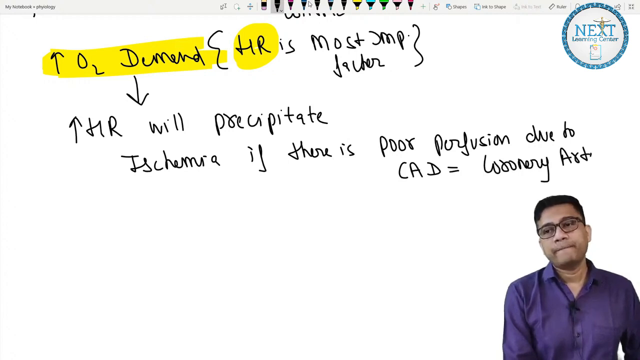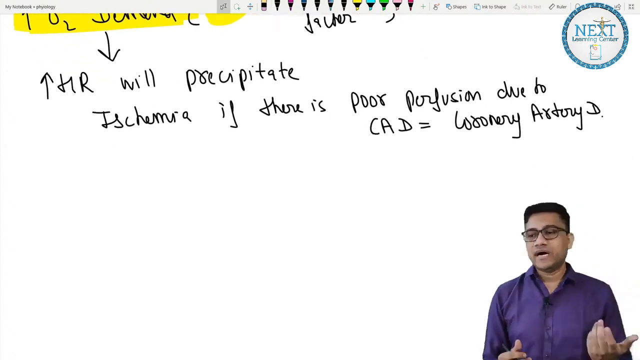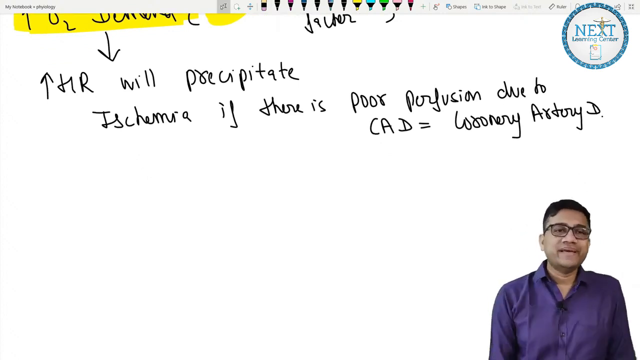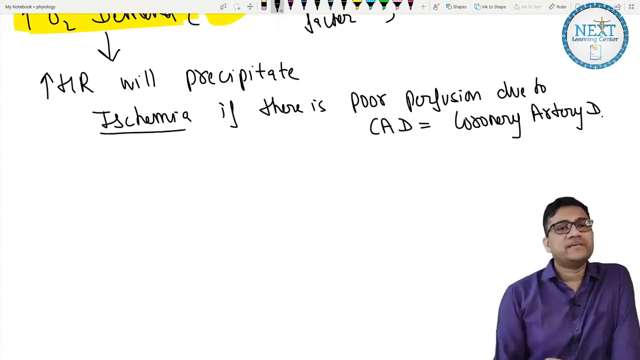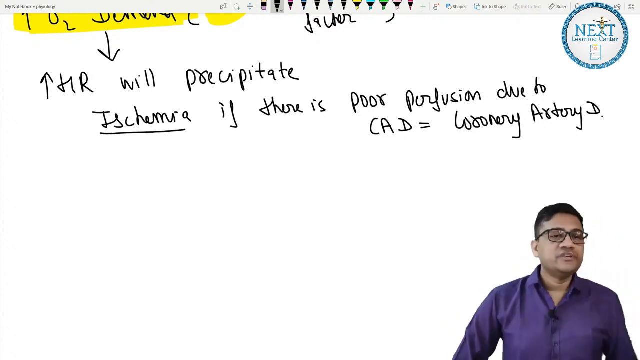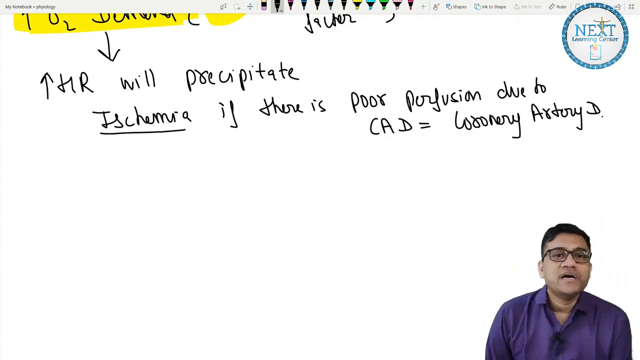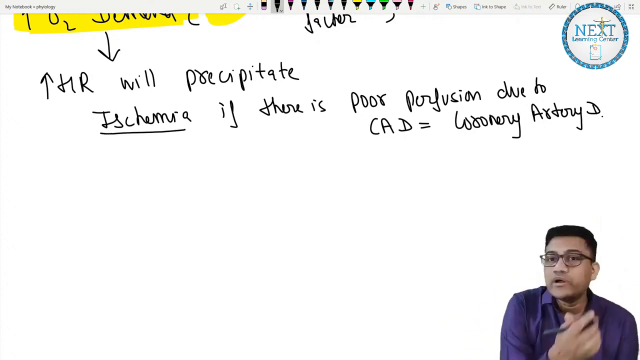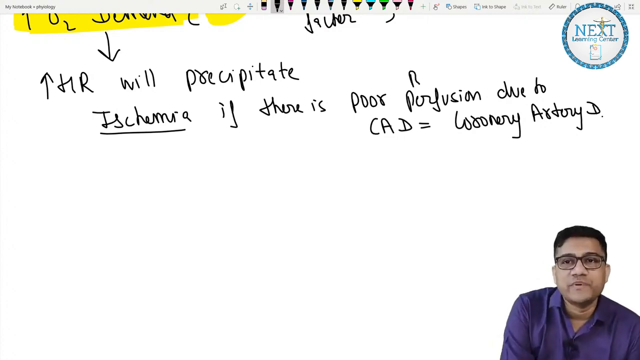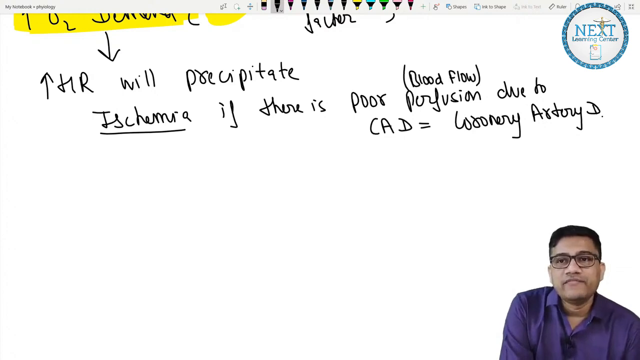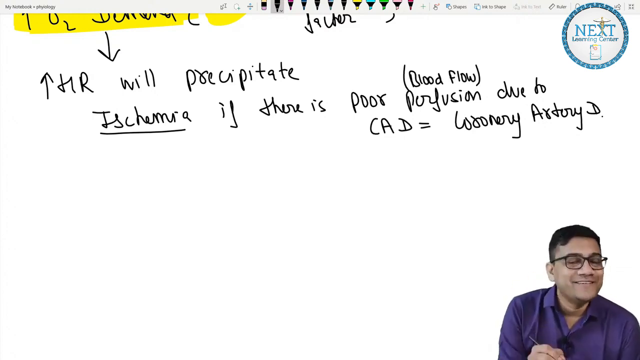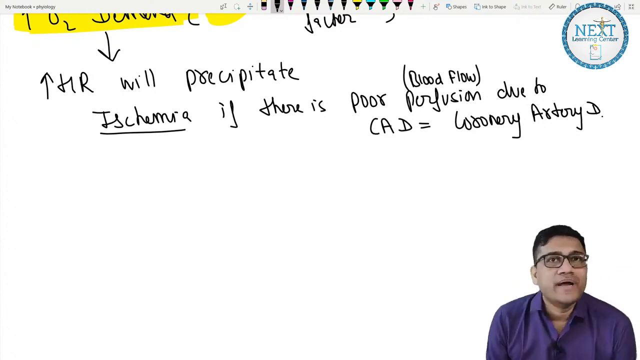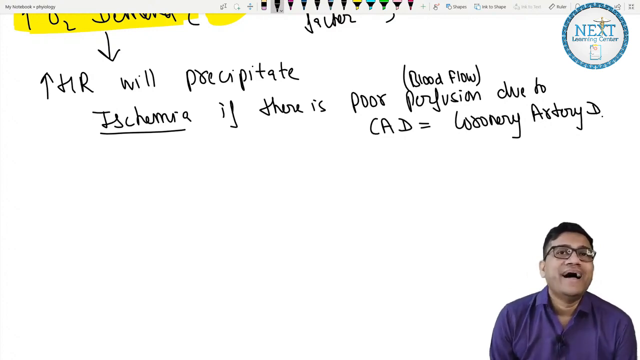Coronary artery disease, okay. So increased heart rate will precipitate ischemia. If there is poor perfusion, that is blood flow. What does perfusion mean? Blood flow. If there is coronary artery disease, clear? And the most common artery involved is, remember, LAD-CAD.